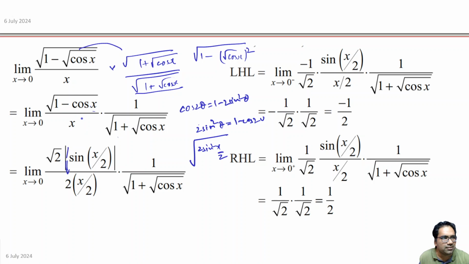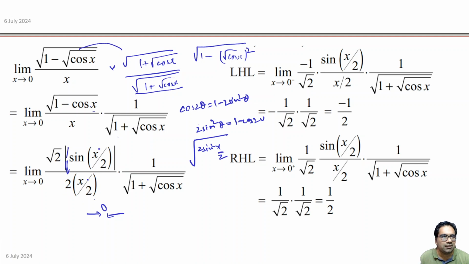Now we write x as 2 into x by 2, and this 2 will get cancelled, because we have sine x by 2 and x by 2. The factor 1 by under root 1 plus under root cos x we will take as is. Now we want the limit at x equal to 0. That means when we approach from the left hand side or from the right hand side, we should get the same limit. Let us approach from the left hand side.